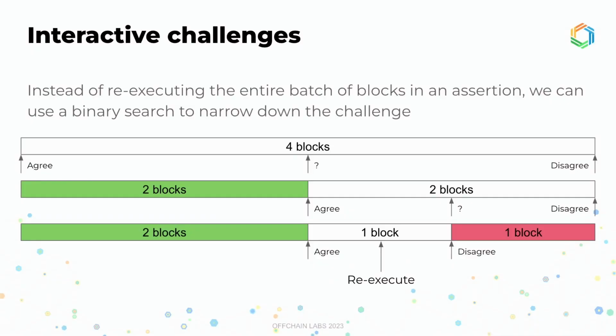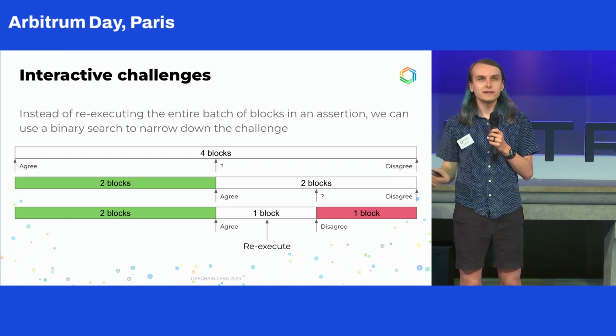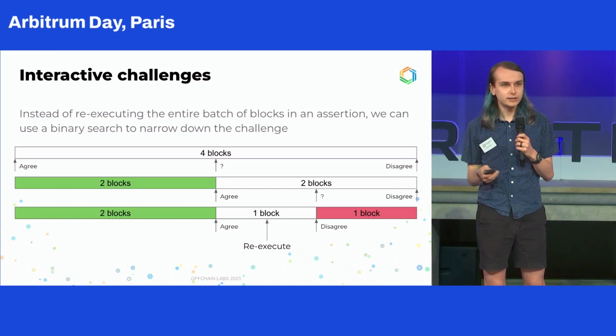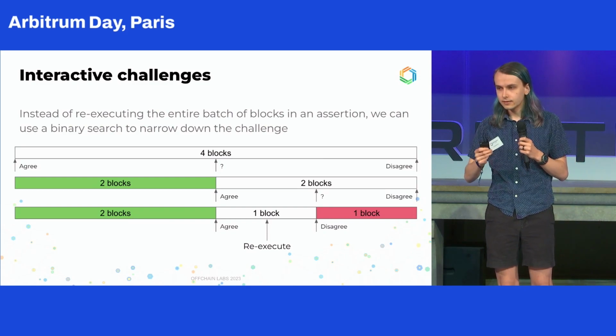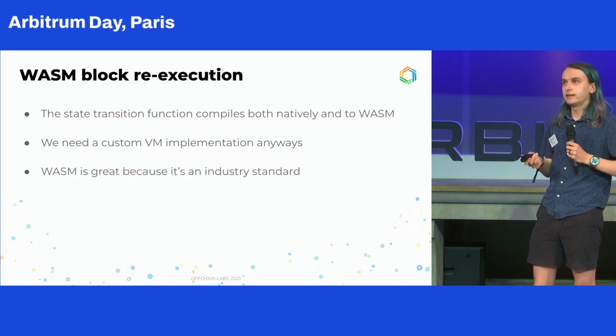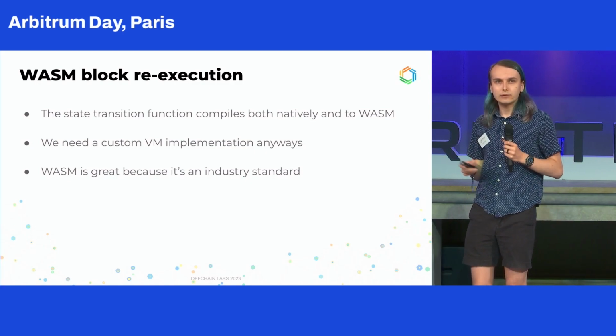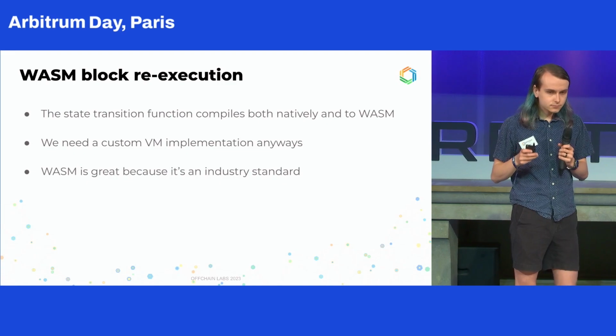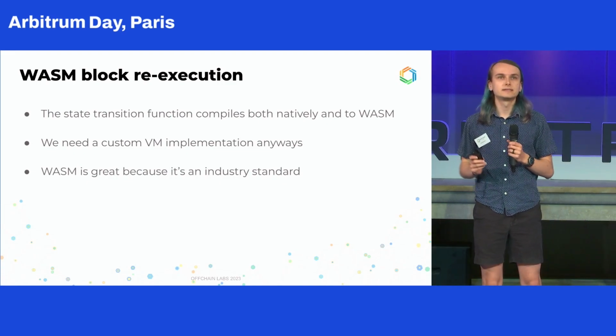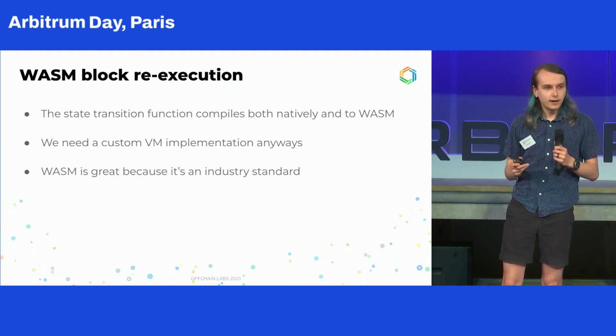And we know that both validators agree at the start of it and disagree at the end of it. So therefore, we know that we can figure out which validator is honest and which one is malicious based on this one block alone. Now, as a side tangent here, to re-execute the block, we've talked about re-executing the block in Solidity, but Arbitrum actually re-executes the block in WebAssembly.